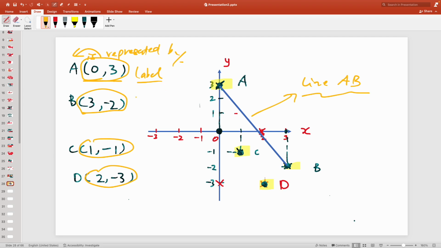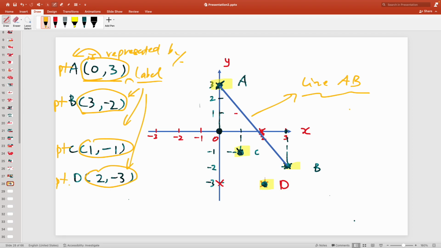Okay, all these are called labels. If you don't give it a label, I don't know where is A, where is B, where is C, where is D. Does it make sense? So that means a point. So this is point A, point B, point C, and point D. They all need to have a label.